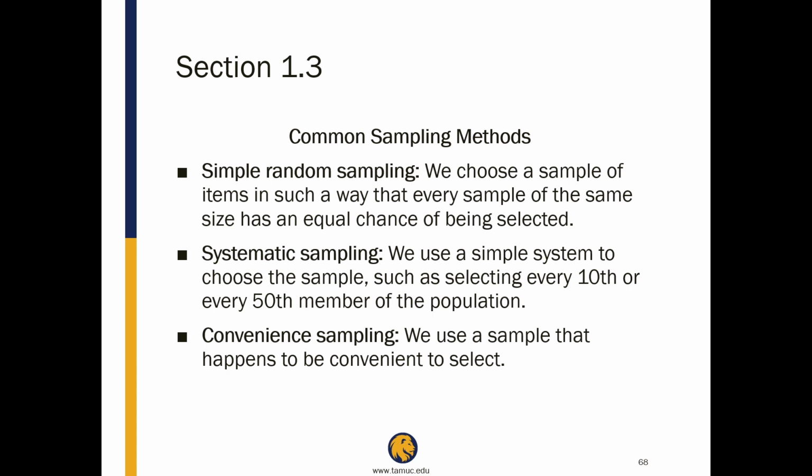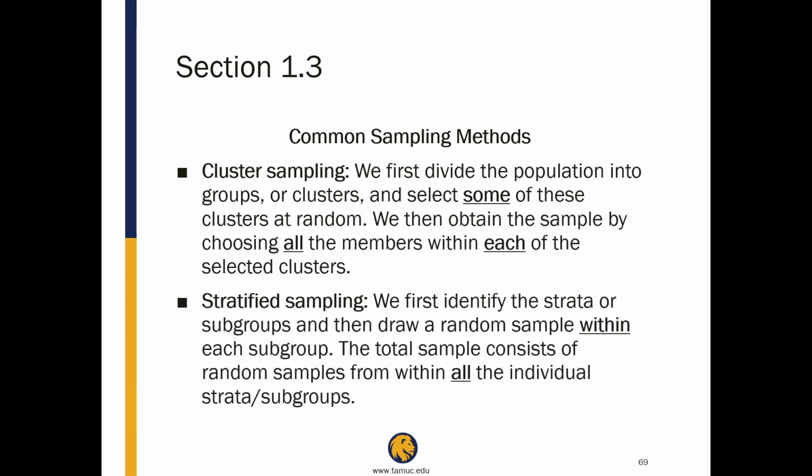One of them is called systematic sampling, where we use a simple system to choose the sample, such as selecting every 10th or every 50th member of the population. There's also convenient sampling, where we choose a sample that happens just to be a convenient one to select. There's also two that are very similar but distinct, called cluster and stratified.